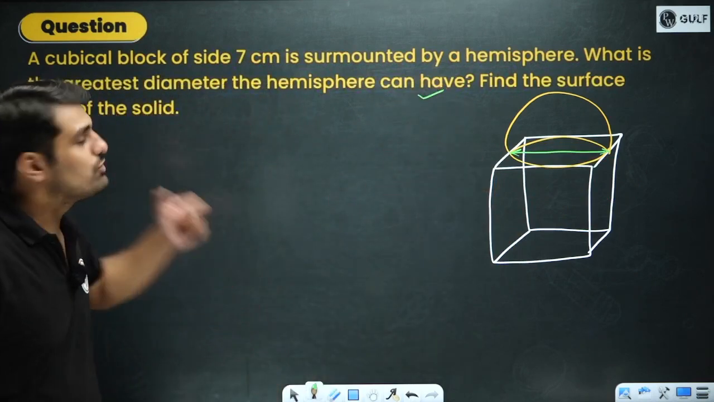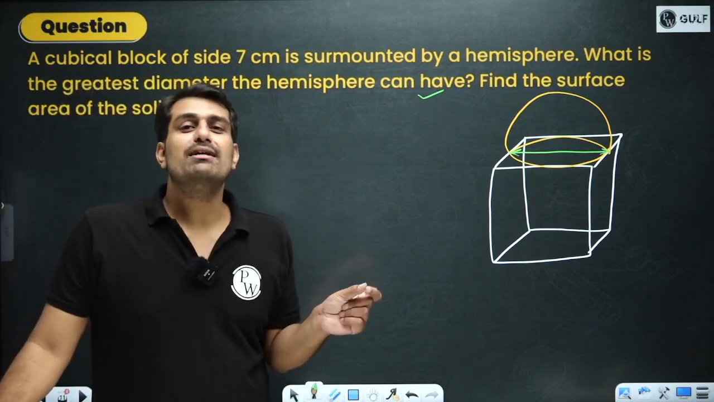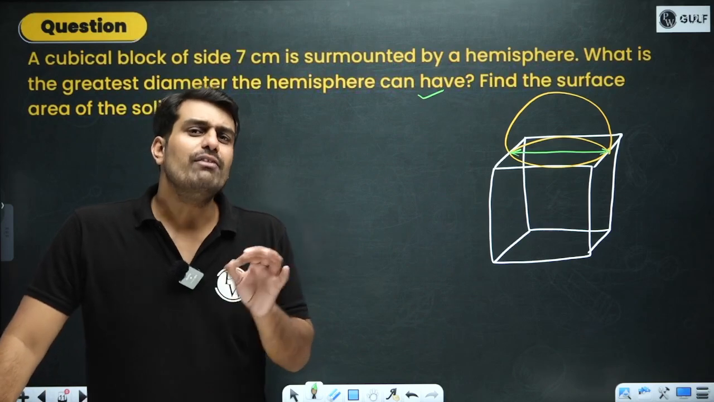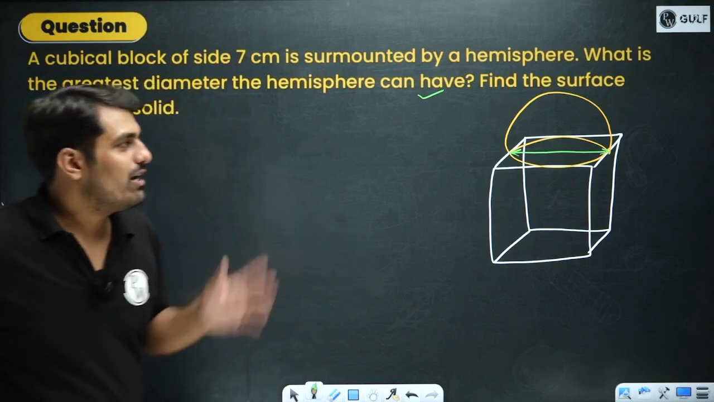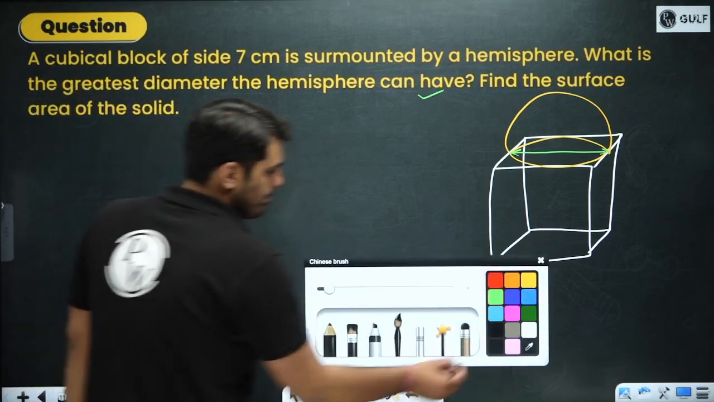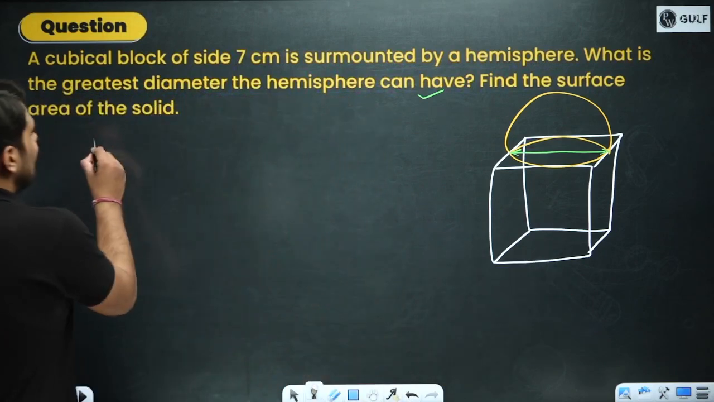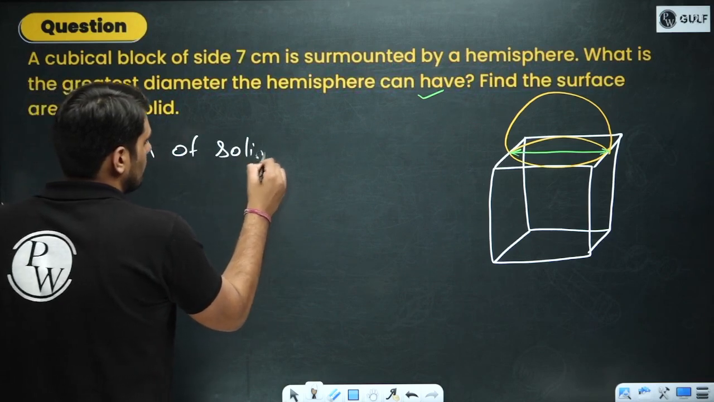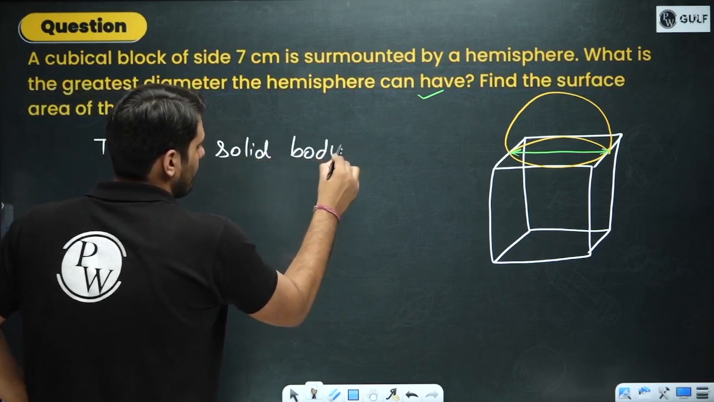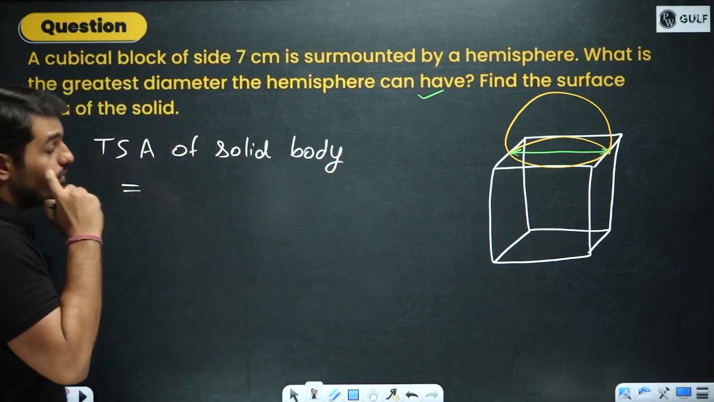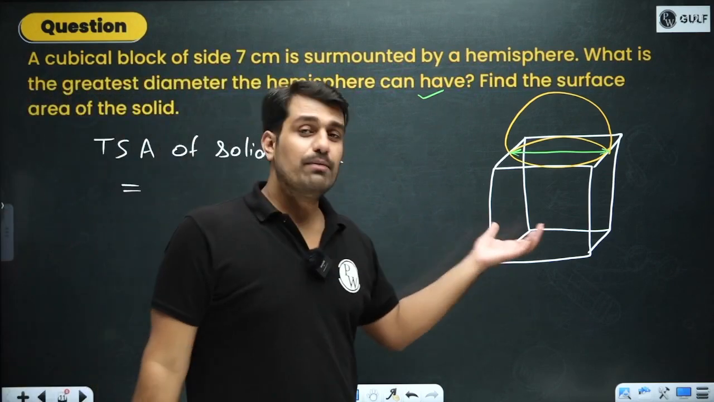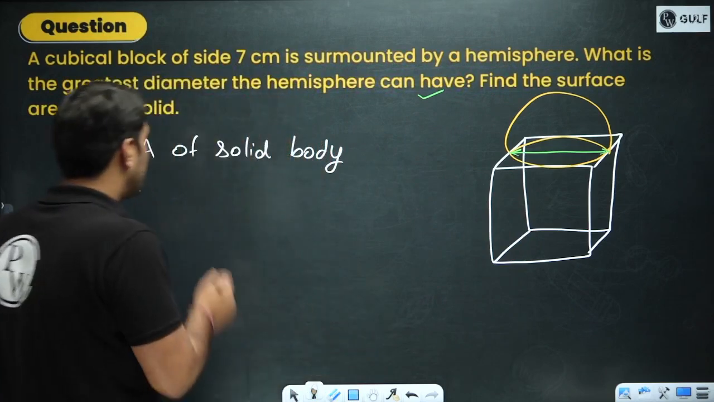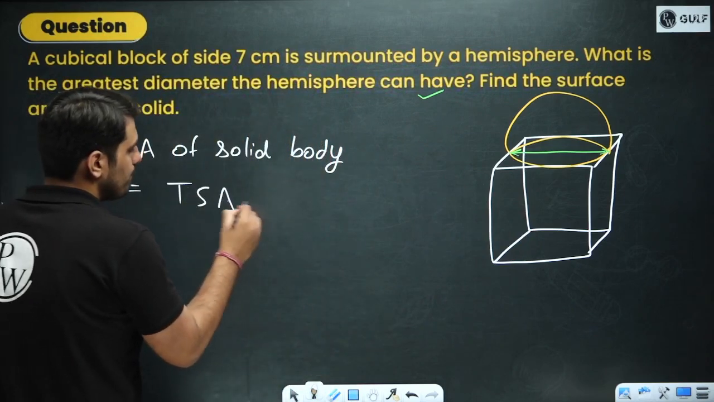Find the surface area of the solid. Now this is the part which the examiner is more interested in, because till this point everything was theoretical. Now when we want to calculate the total surface area of the solid body, understand one thing. TSA of the body. The body is made up of a cube. So first of all, let's take up the entire surface area of the cube. The entire surface of the cube is the total surface area.